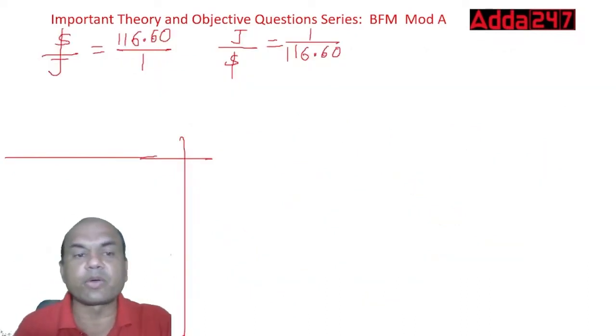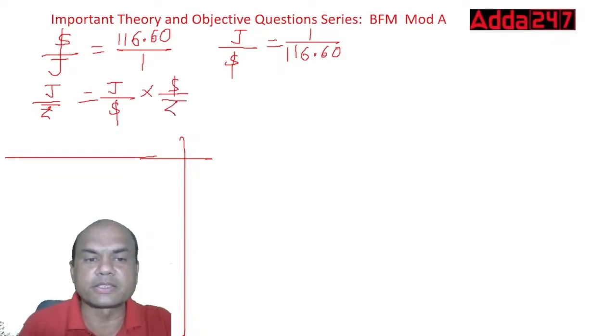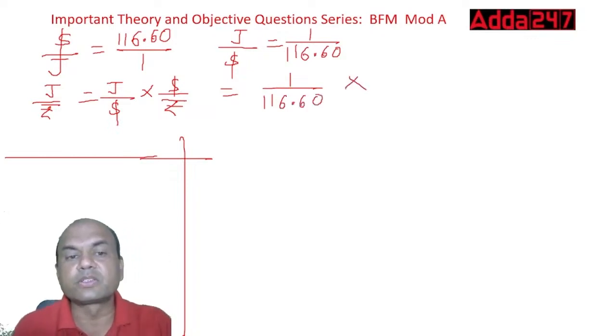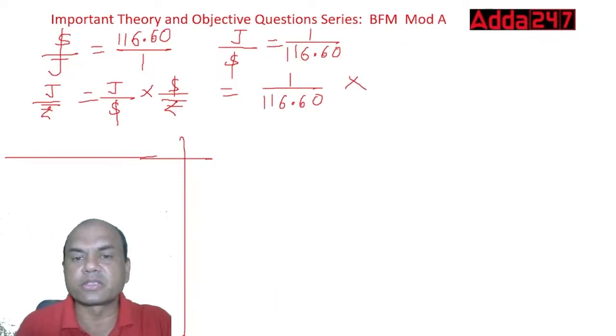So now my JPY to INR rate will be, look at this, JPY to dollar into dollar to rupees, right? This is the rate, just now we saw it. So JPY to dollar rate equals 1 upon 116.60, into this dollar to rupee. Now dollar to rupee, just now we got it, 75.26, this one. So 75.26, do it.